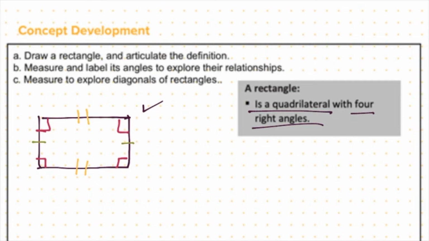This shows a rectangle. So a rectangle has to have that 90-degree angle. It is still a quadrilateral. If we were to look at the diagonals that go across right here, they are equal as they break each other apart. The diagonals are equal and they bisect each other. They make each one turn into 2.